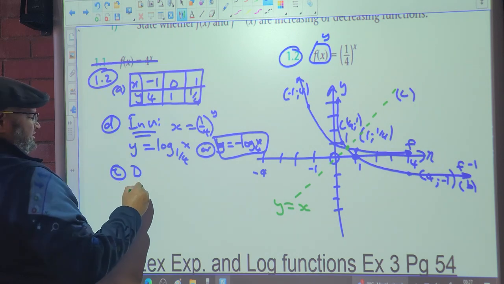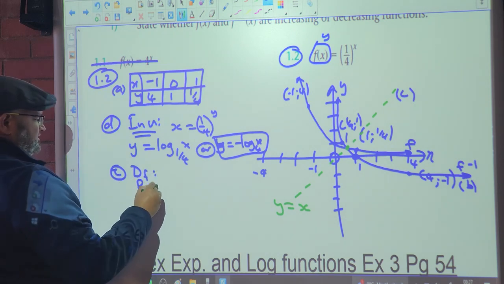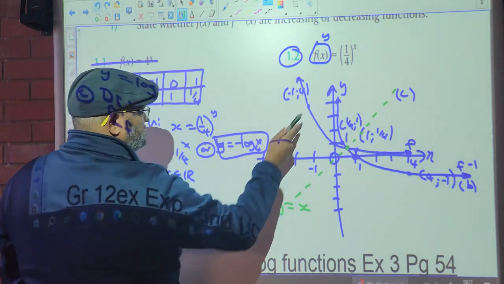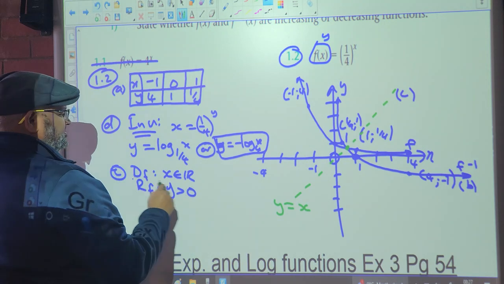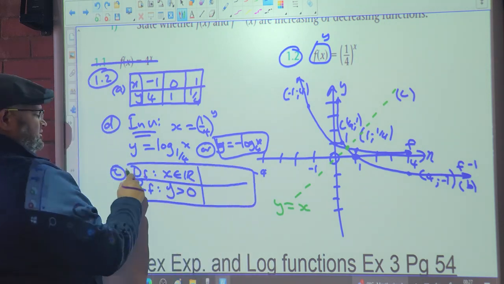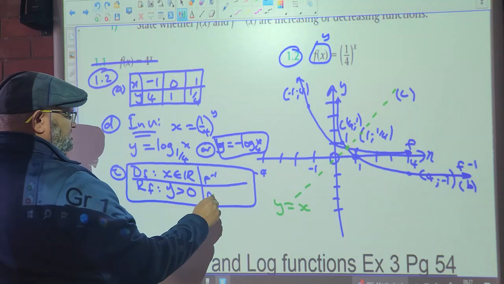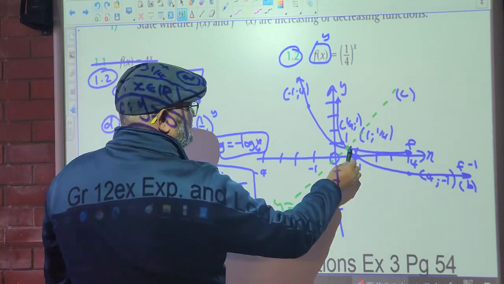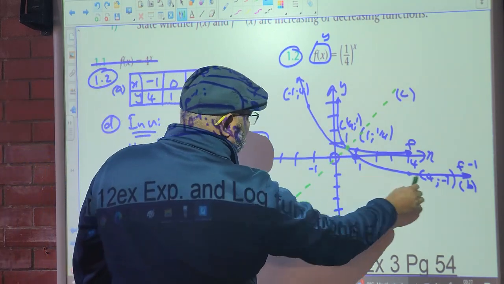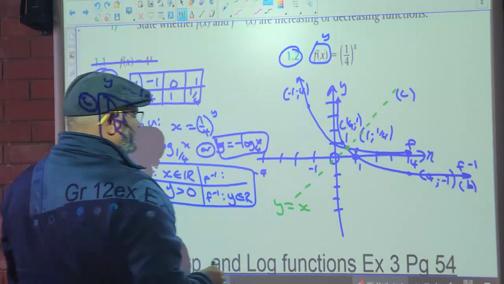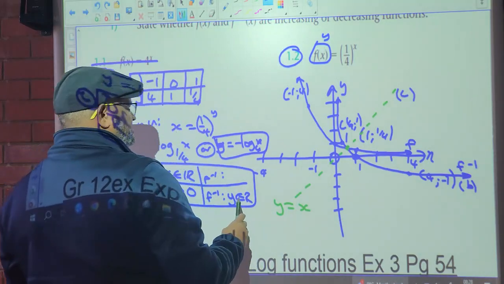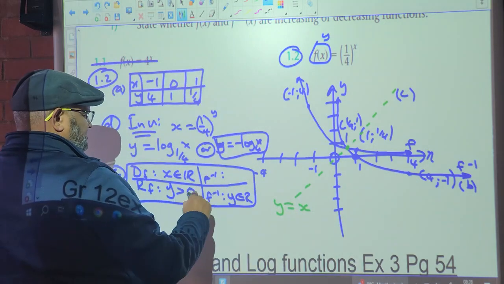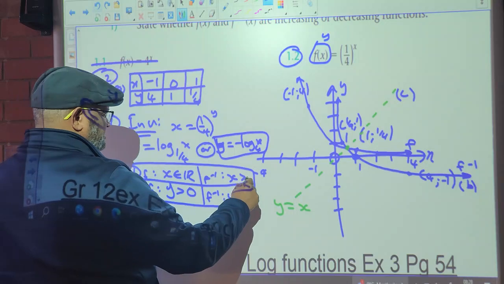E, the domain and the range. So domain of function, x is an element of R, range, y is greater than 0. We know for the inverse functions these interchange. So y is an element of R, as you can see here. The graph is going negative infinity, positive infinity. This is the inverse function now. All the values of y exist. And your domain, x is greater than 0, which is the inverse of the base.